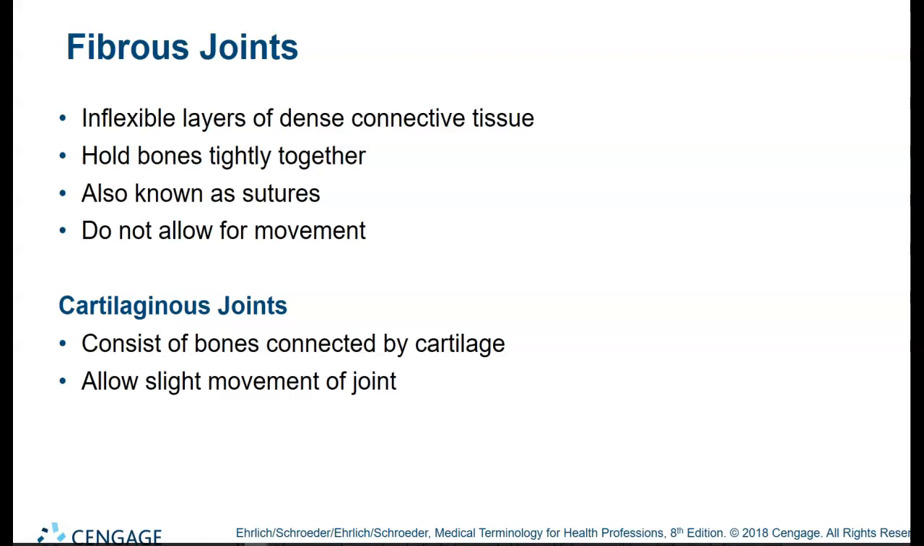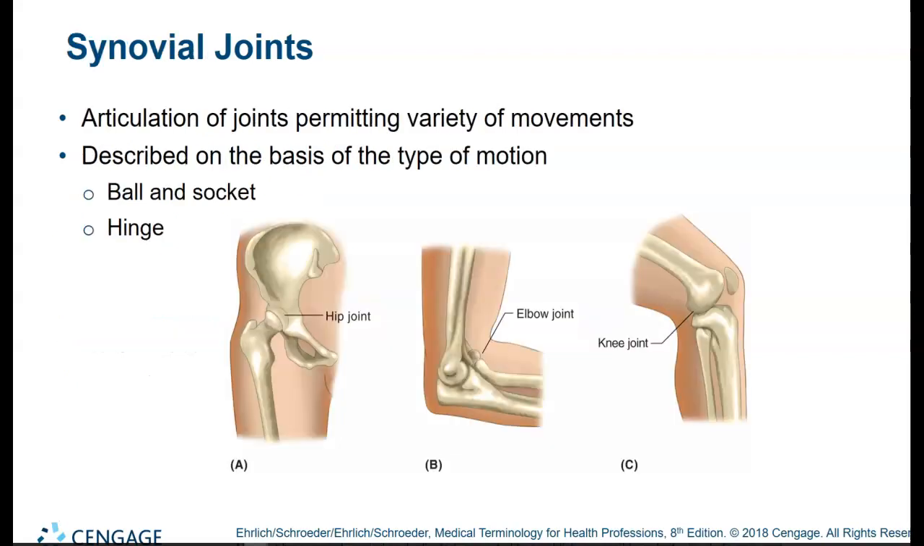We then have cartilaginous joints, and those joints allow for just slight movement in the body. Then we have synovial joints, and most people relate this type of joint to when we talk about joints. So we're talking about the hip, the elbow, the knee joints. There's different types of synovial joints. There's a ball and socket, which is like the hip, which can rotate. And then we have the hinge joint, which just moves something up and down.